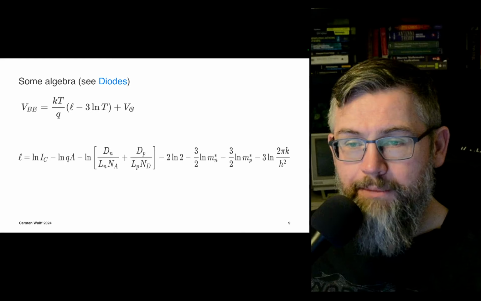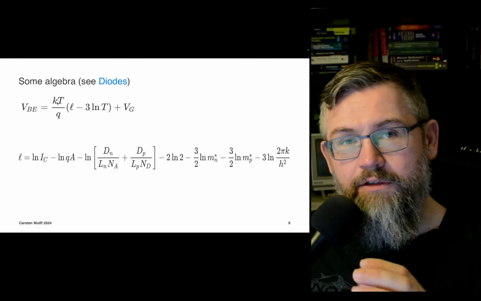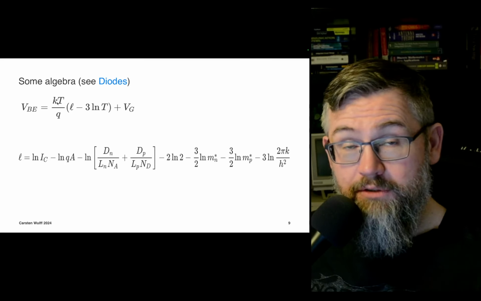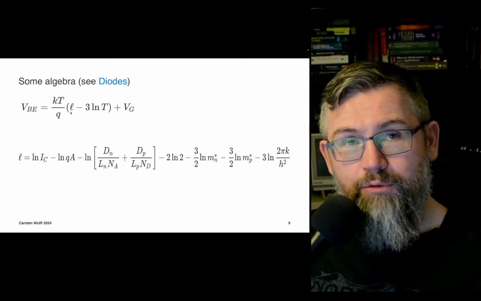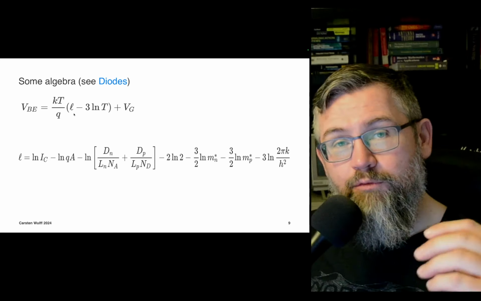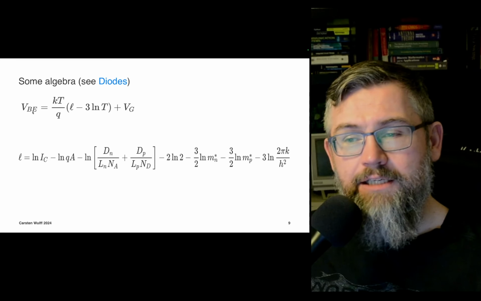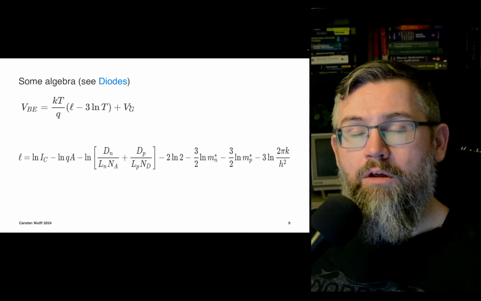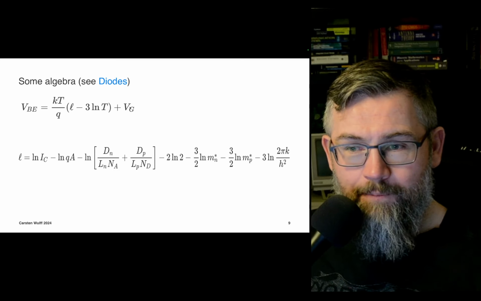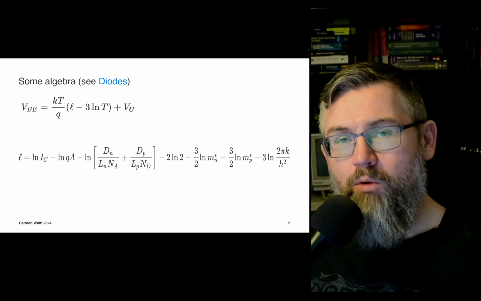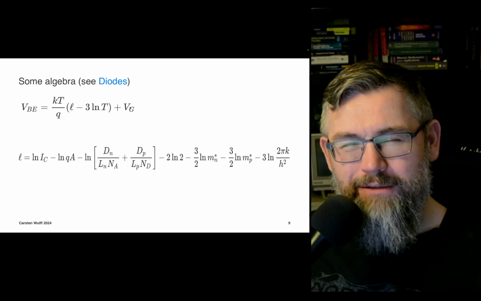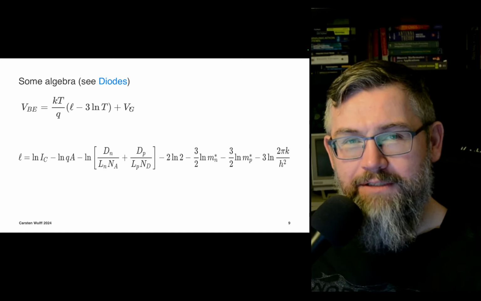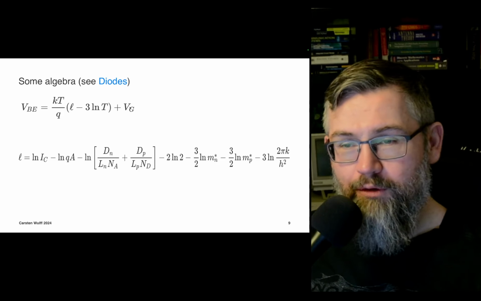Now, what we can immediately observe is that if we set the temperature to absolute 0, as in 0 Kelvin, then the first factor in this equation disappears, and we're left with the base-emitter voltage being equal to the bandgap of silicon. This is why we call these circuits bandgap references, because they depend on the bandgap of silicon, which is 1.12 volts, electron volts.